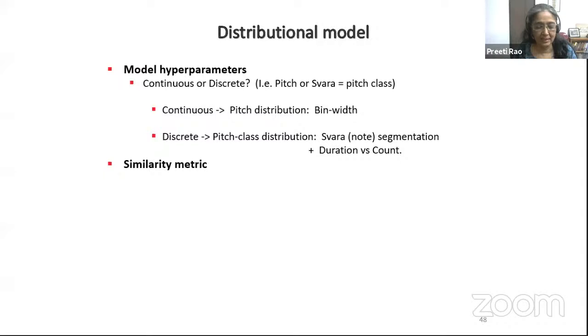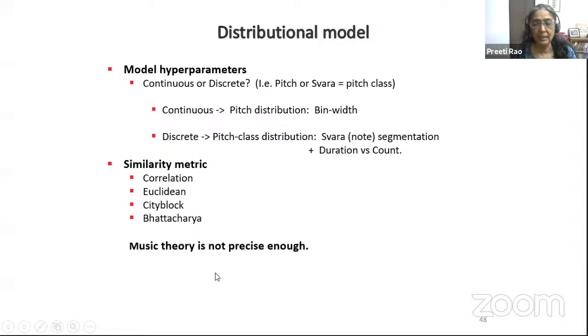So all of these are decisions we have to make in order to come up with a representation that we can use, for example, to identify the raga, right? And then, of course, we have the similarity metric. What kind of similarity measure do we use? There are a lot of well-known similarity metrics between vectors: correlation, Euclidean distance, city block distance, and something more oriented to probability distributions known as the Bhattacharya distance.